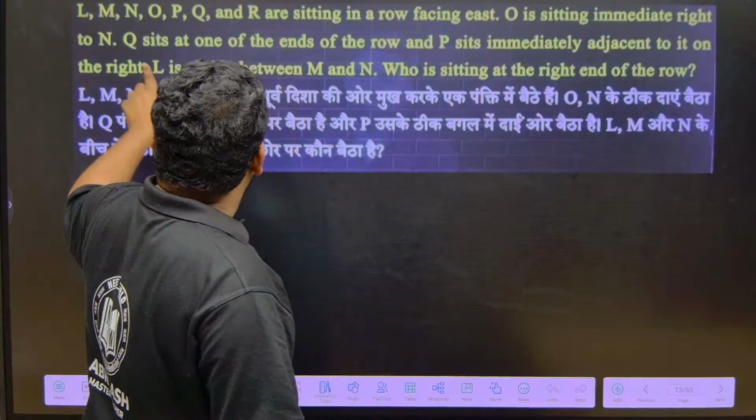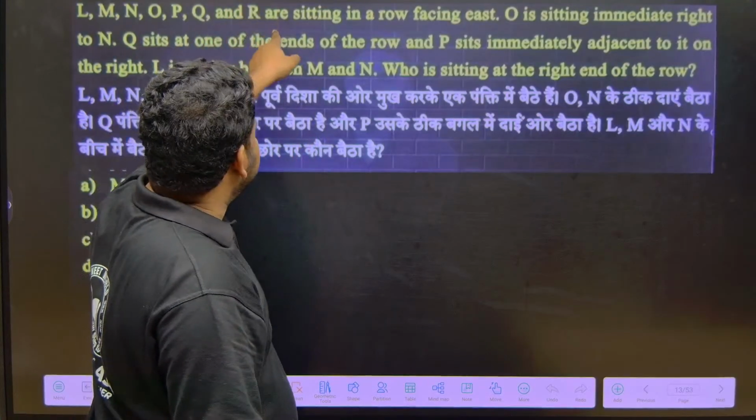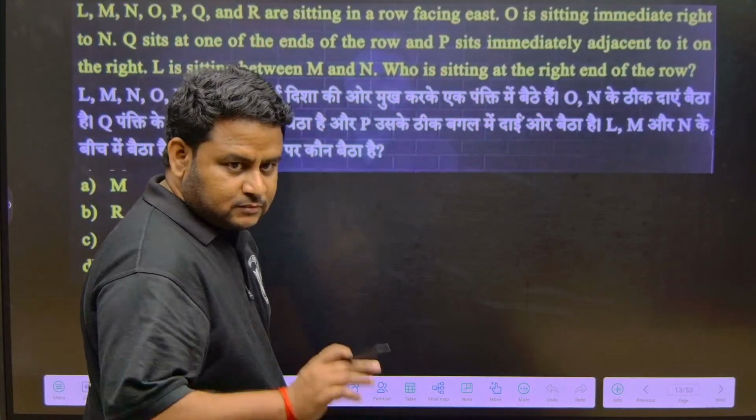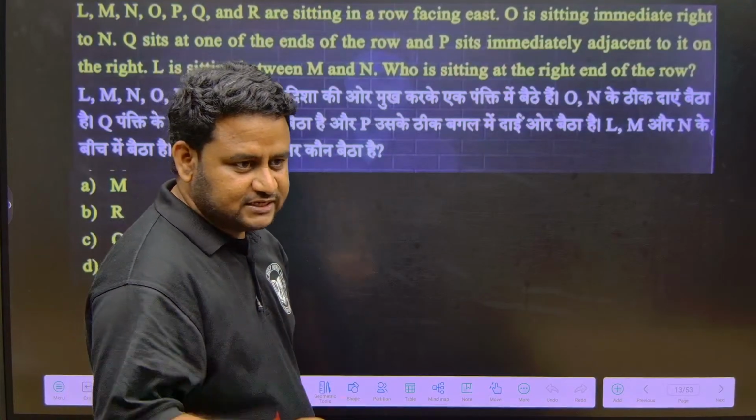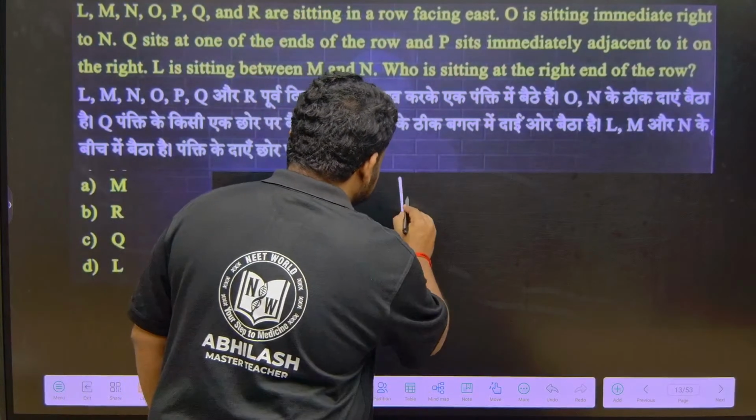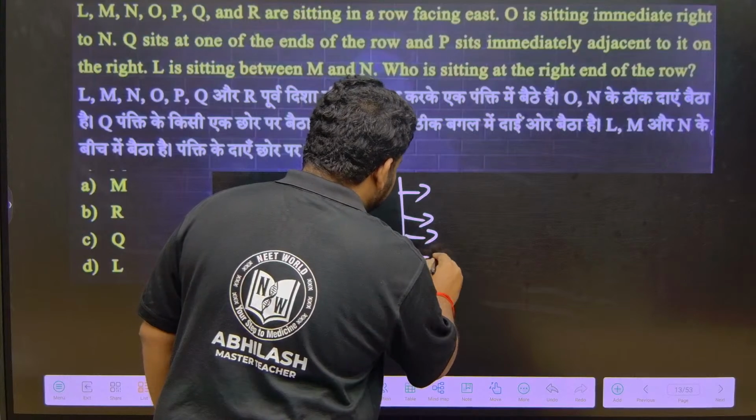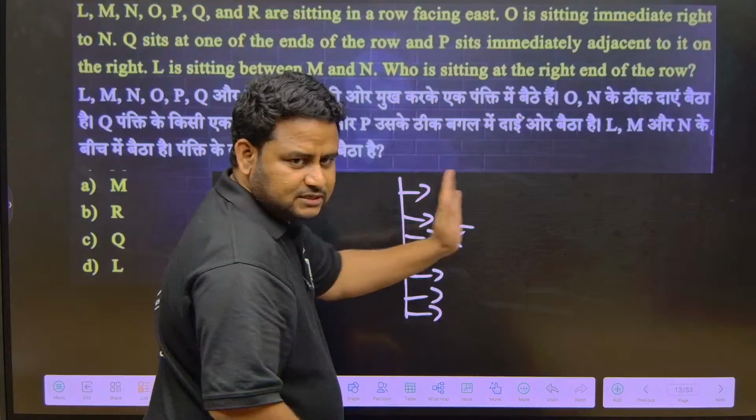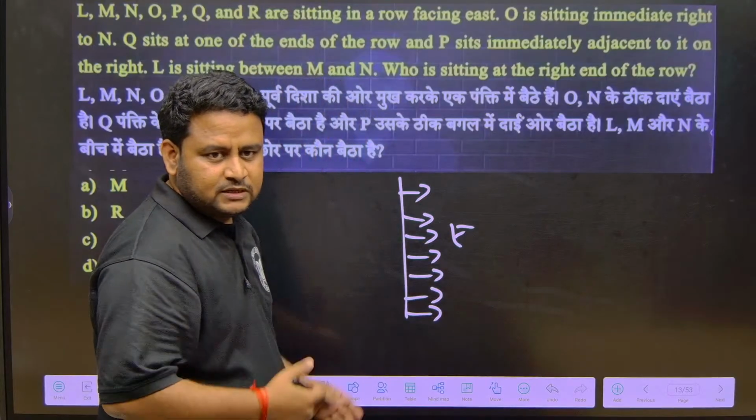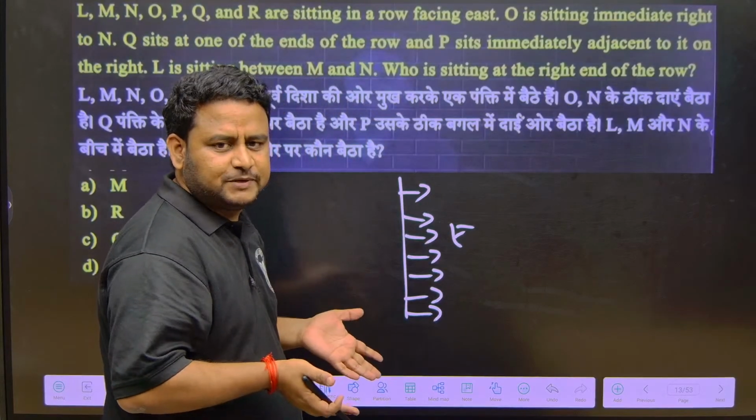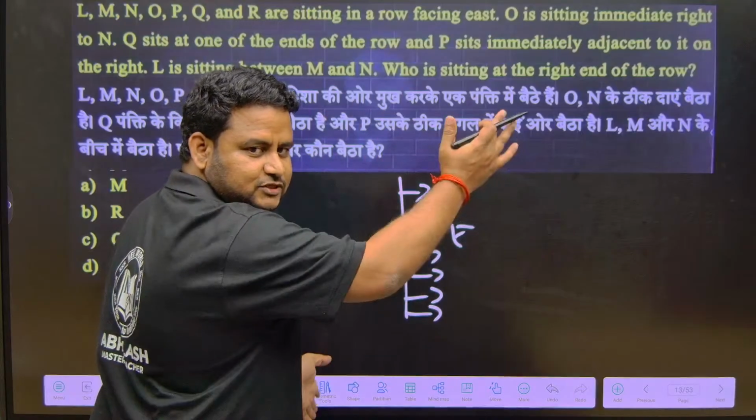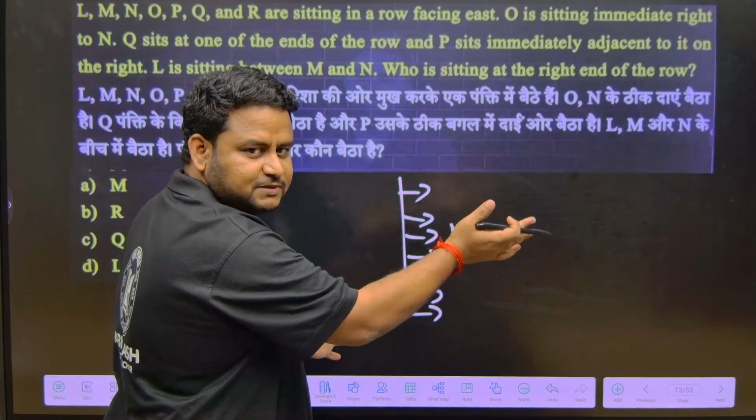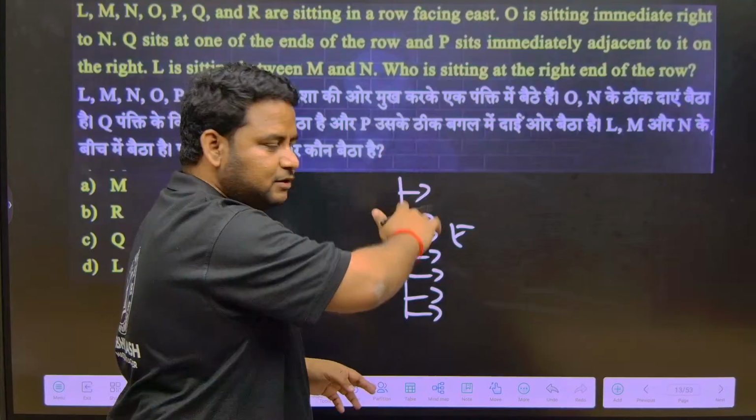So they have given 7 persons sitting in a row facing east. Facing east means this side. What should I do? If I take east, it will be a little complex for me to solve the question. If it is east, I will twist it like this. If I twist it like this, it becomes facing north.